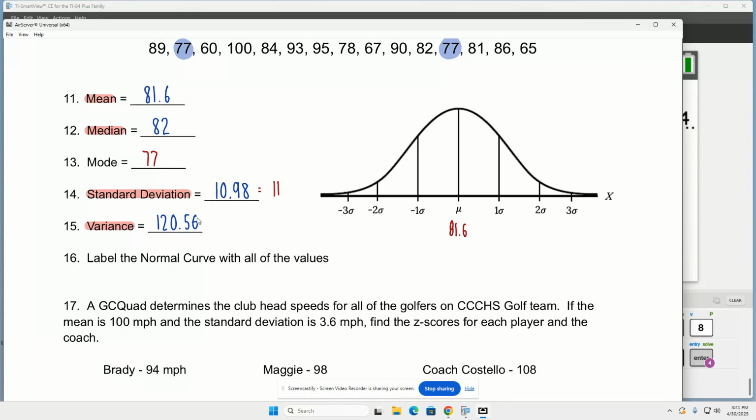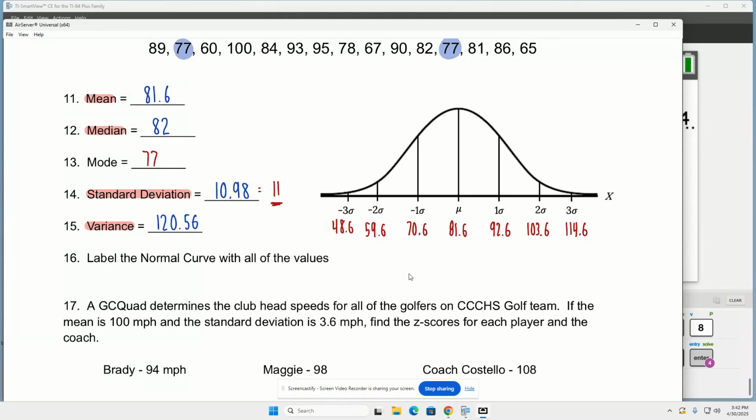81.6 plus 11 is 92.6. 92.6 plus 11 is 103.6. 103.6 plus 11 is 114.6. Go in the opposite direction, we got 70.6. Going another, we got 59.6. And one more, 48.6. So there's all my mean and my standard deviation. I just rounded that standard deviation to a decent number. We didn't want to add and subtract 10.98. Same for the test tomorrow.